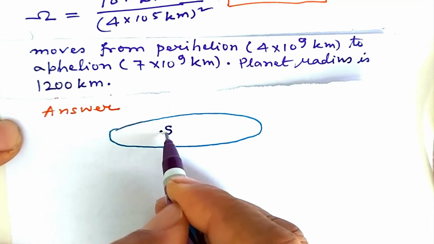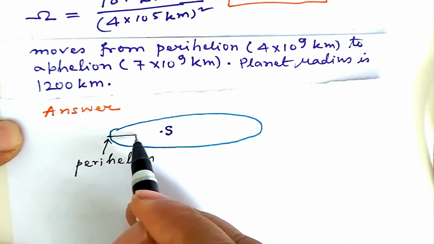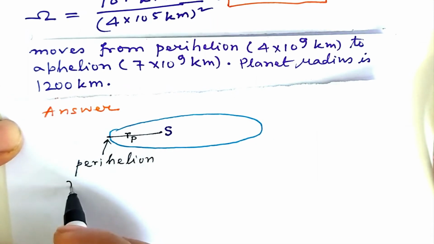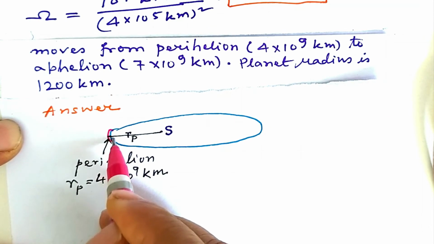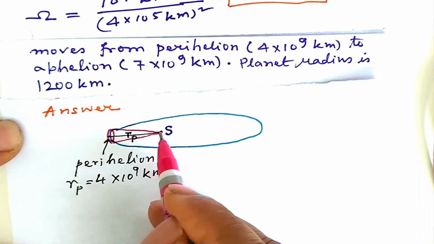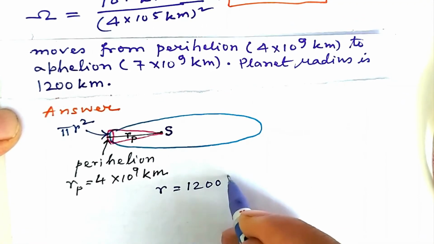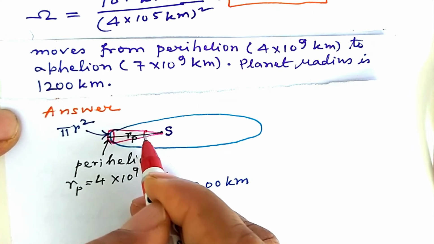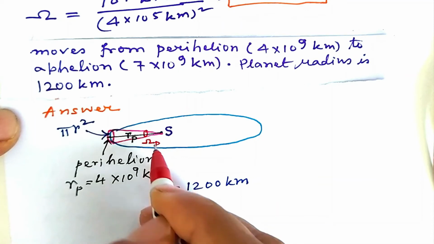Here is the Sun S. This point is the perihelion, the distance of closest approach. The distance is Rp from the Sun, given by 4 into 10 to the power 9 kilometer. This is the planet when it arrives here and intercepts this cone. This is the cross section of the planet, the disk area, which is perpendicular to the radial vector along Rp, and this disk area is pi r square, where r is the planet radius, equal to 1200 kilometer. This is the solid angle omega p subtended by the planet's disk area at S.